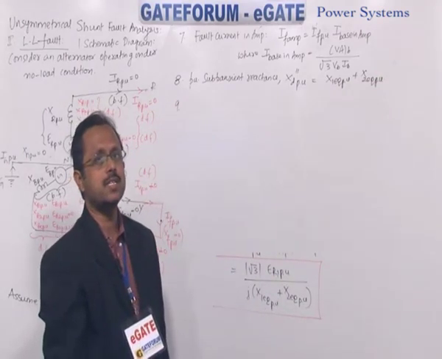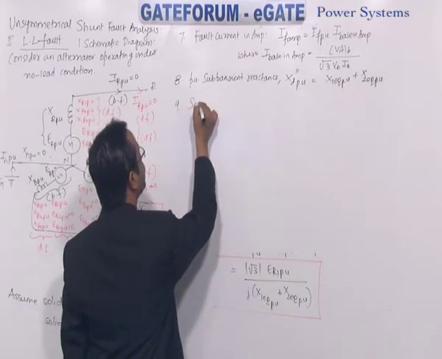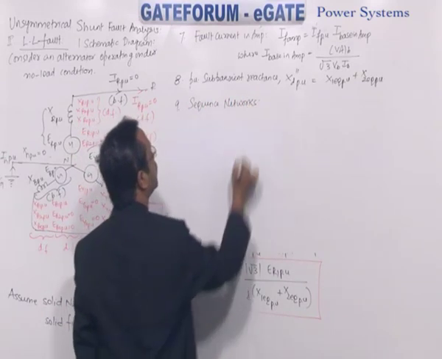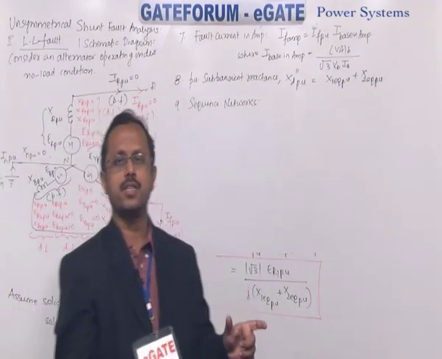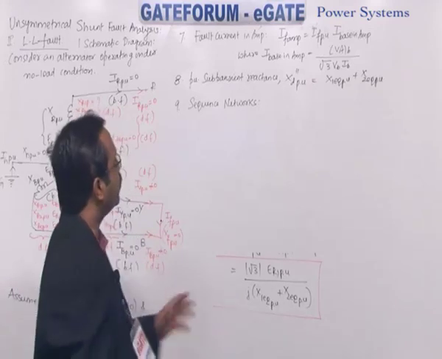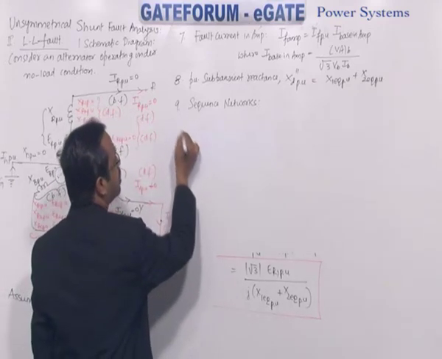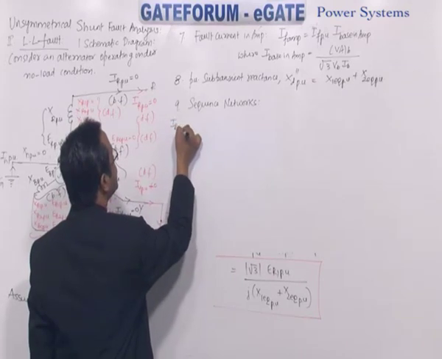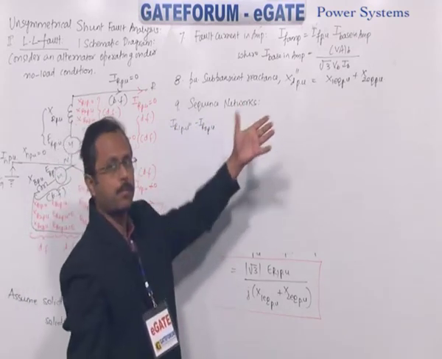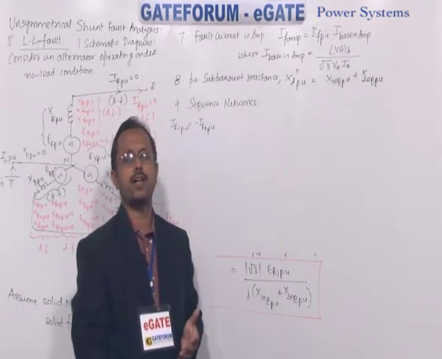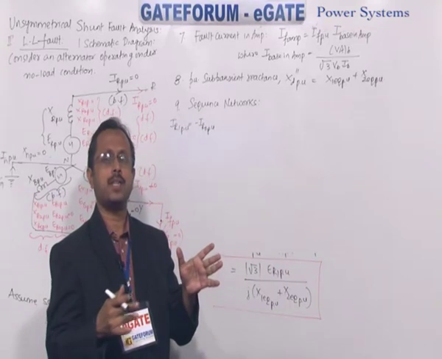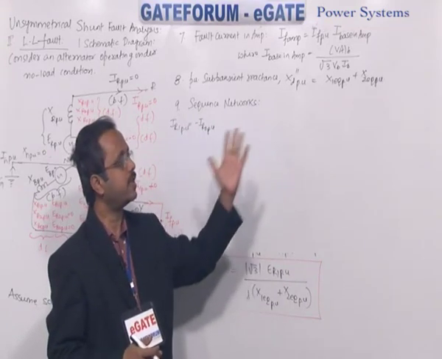Now how do you draw the sequence networks? Zero sequence current IR0 is 0. So no need to draw the zero sequence network. Only you draw positive sequence network and negative sequence network. So how to draw them? You know this, IR1 equal to minus IR2. And total reactance is the sum. So what do you call this type of connection? Currents IR1 per unit equal to minus IR2 per unit. Reactance is sum.